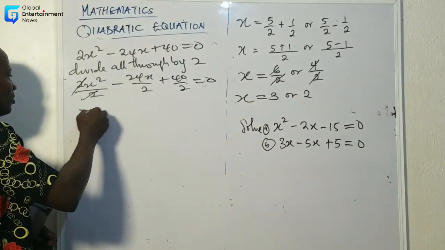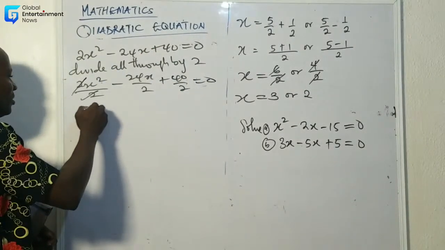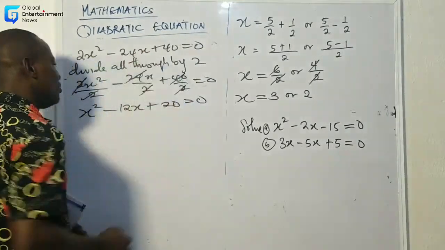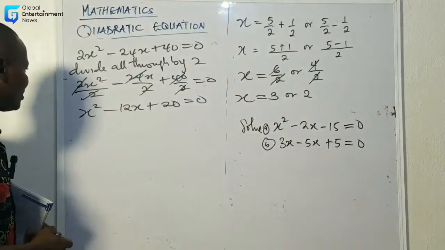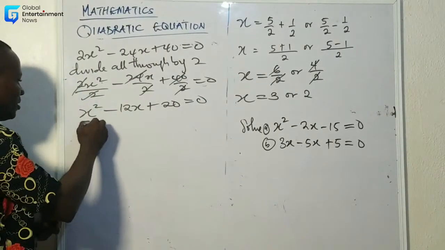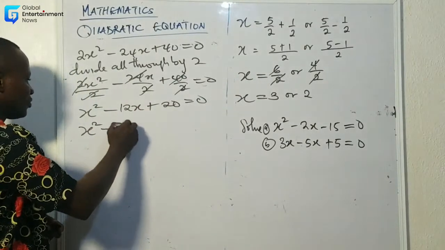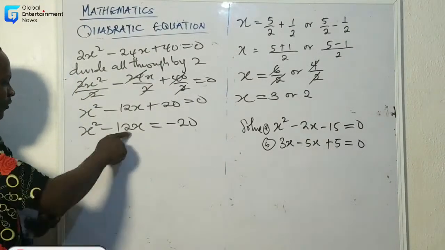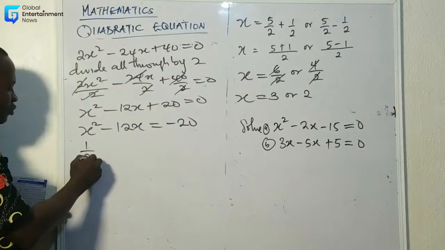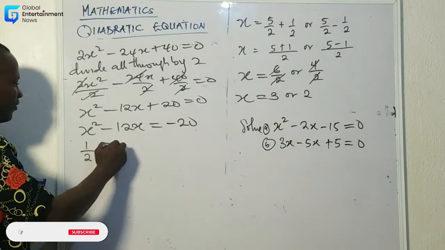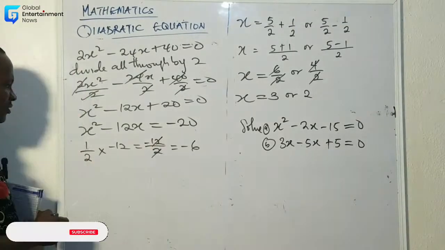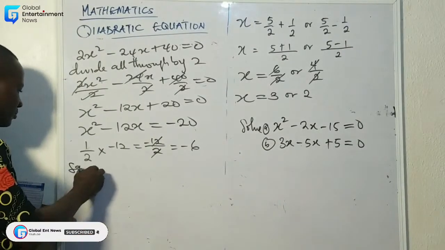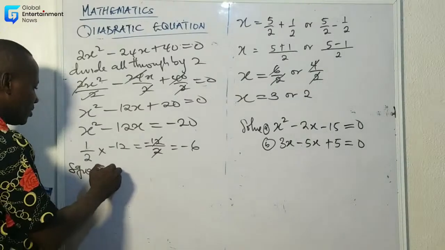2 cancels 2, x squared minus, what do we have? We have 12x plus, that is 20, is equal to 0. Now looking at this, what do we do now? We move the constant to the other side, to the right hand side, minus 20. Getting minus 20 now, you find the half of this one, 1 over 2 times, what is the half of minus 12? giving us minus 6. Now you square this one, squaring both sides.